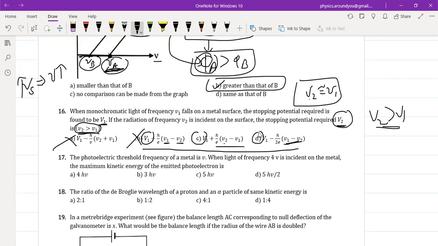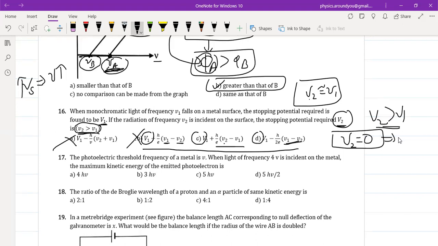How to choose between C and D? Here is where we pull up the card. The card is, I will put nu2 as 0. If I put nu2 as 0, which means I'm not shining any light at all.